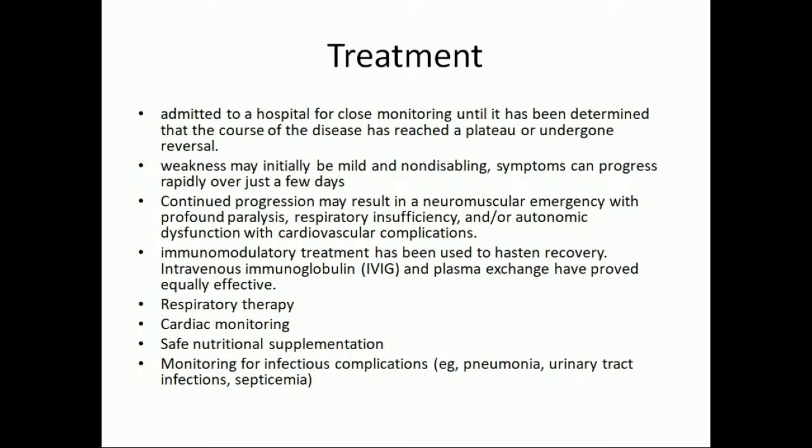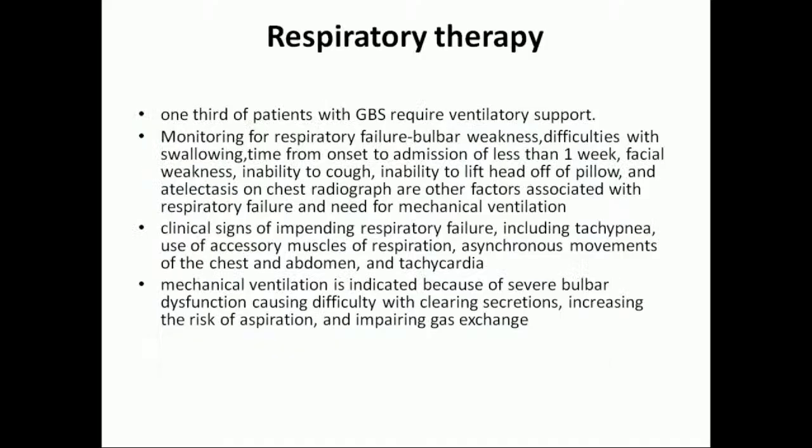Now, as far as treatment is concerned, usually the patient has to be admitted because they have a rapid progression of weakness, may have respiratory muscle involvement, and may require intubation and ventilation. So you have to admit, you have to monitor. If the patient is unambulatory, meaning he is not able to walk, then the treatment of choice is immune modulatory therapy, either IVIG or plasmapheresis. These are the two specific treatments, and supportive means respiratory therapy, cardiac monitoring, nutrition, and you have to take care of infection. So monitoring is very essential.